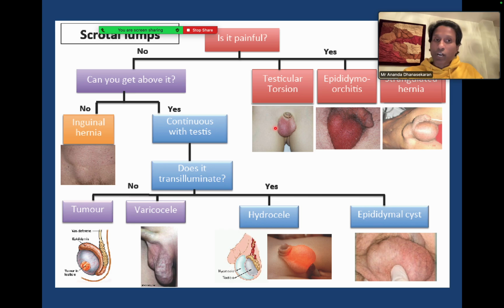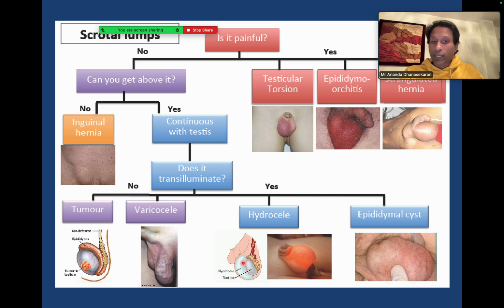And if it's not painful, then we need to see whether we are able to get above the swelling. If you can't get above the swelling, it's a hernia again. So a hernia can present as a non-painful swelling also. If you are able to get above the swelling, it's not a hernia, then it should be something to do with the testis itself. So within the testis, non-painful conditions are: it could be cancer, it could be varicocele, which is just dilated veins. Some of you may have some dilated veins in your hand. The same dilated veins can be noted in the testis also.